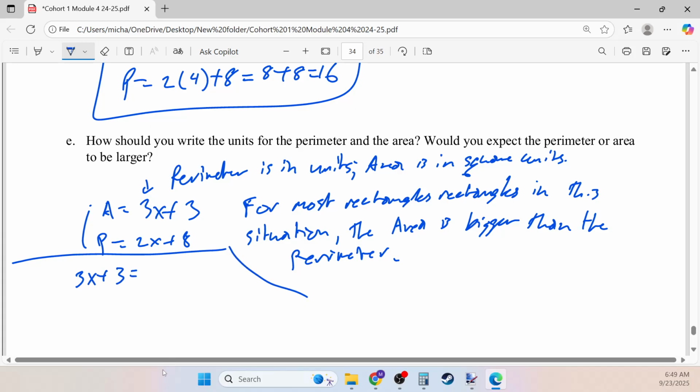I'm switching over from a statement that answers this question to just something I think is interesting related to this problem. So if we set the perimeter and area equal to each other like this, subtract 2x from both sides, and subtract 3 from both sides. When x is 5, the area and perimeter are going to be the same, which means that when x is bigger than 5, the area will be bigger than the perimeter.